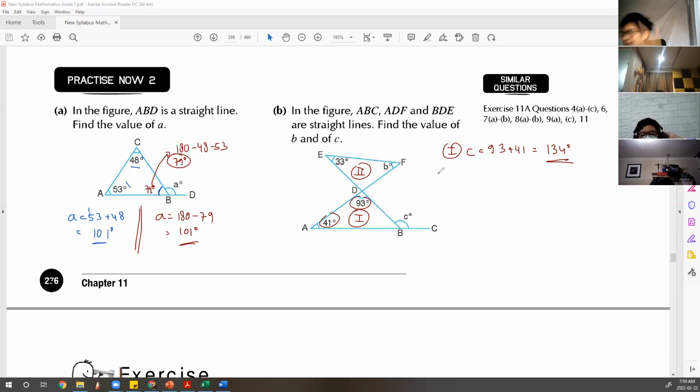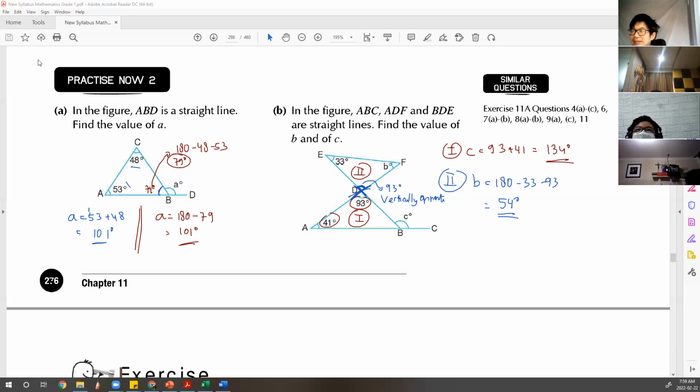How do you calculate B? Remember, B is on the second triangle, right? So we cannot find B unless we get the bottom angle. We have the connection. This is 93, right? The bottom is 93. So this will also be 93 degrees. Why so? Because it is vertically opposite. Remember the previous topic. So to find the angle B, 180 subtract 33, subtract 93, you get the answer directly. 180 minus 33 minus 93 is 54 degrees. Okay, that's all for practice now.